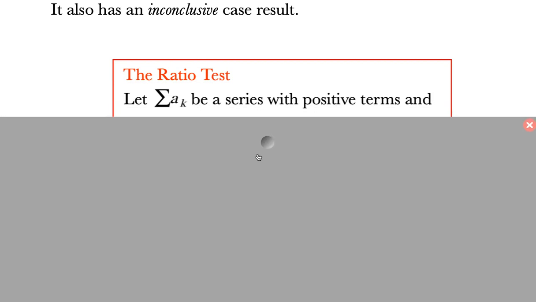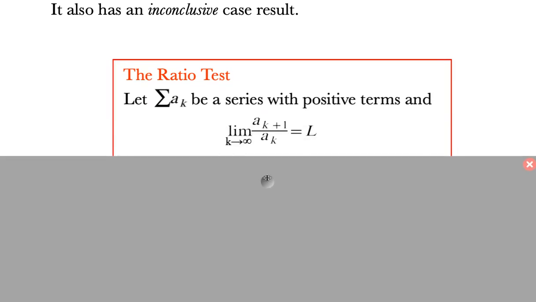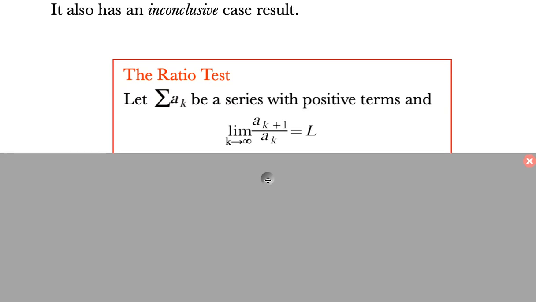The ratio test starts with a series, and we're going to call that the sum of a sub k. It's a series with positive terms, and we're going to find a limit from that series. We're basically going to take the k plus 1th term, in general, divided by the kth term. So we're going to look at these in general cases, set up this ratio, and take the limit as k approaches infinity. So what happens when you take one term divided by the one in front of it, but you work that through all the way out the series to k approaching infinity? And we're going to see if there's a limit.